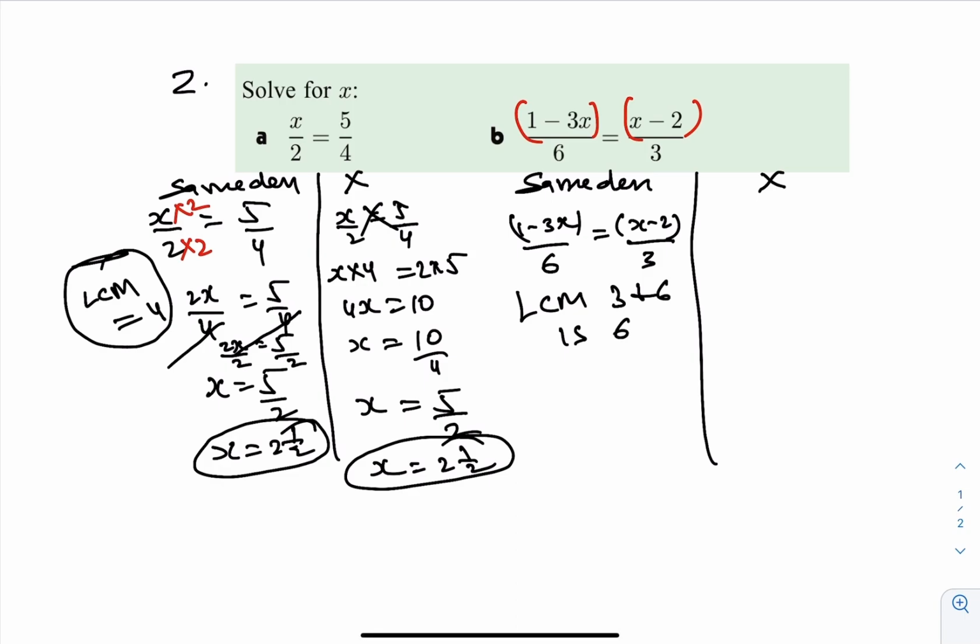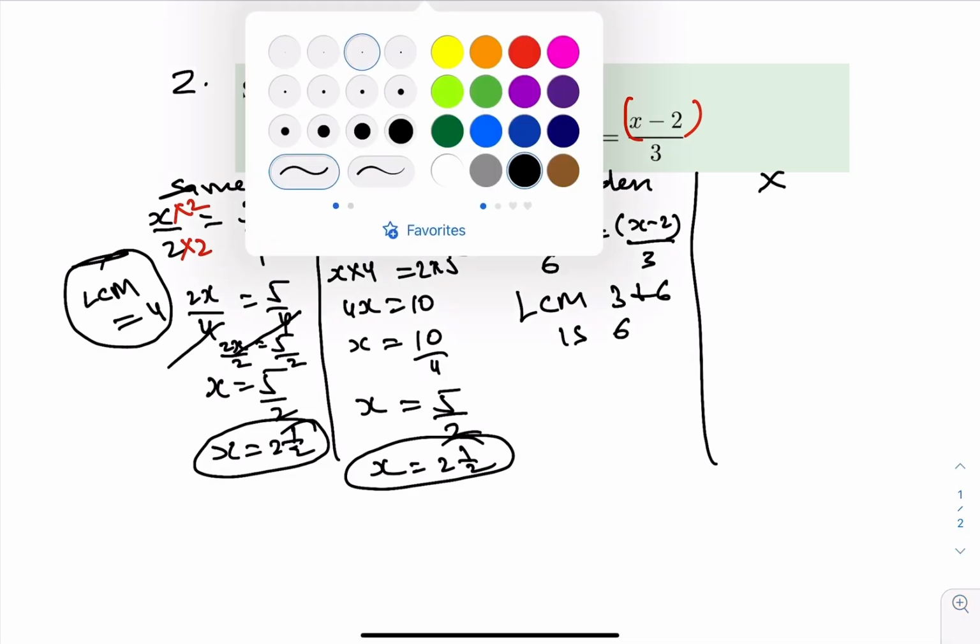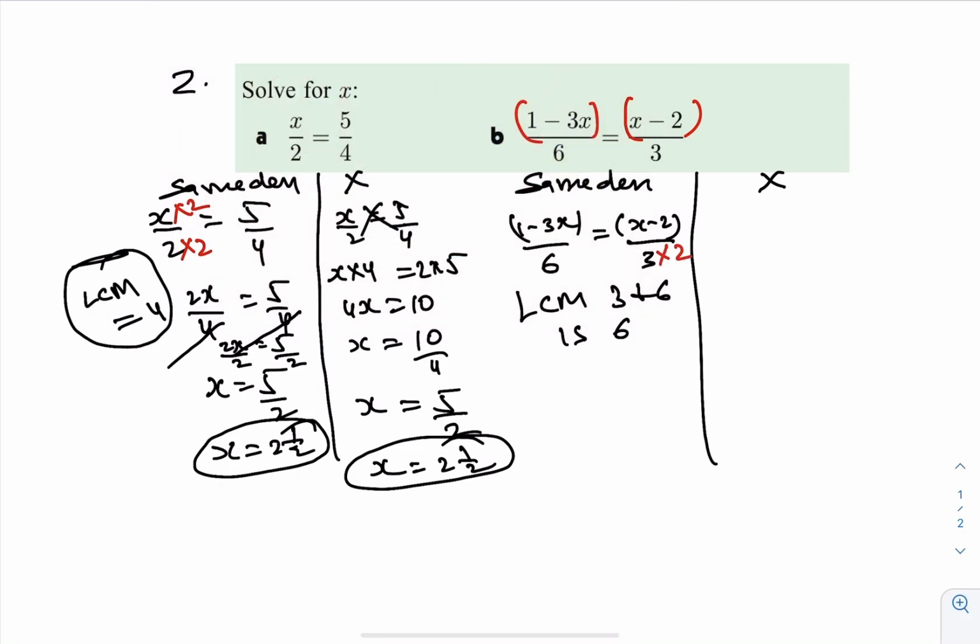So we are going to multiply 3 by 2 and (x minus 2) by 2. We don't need to do anything on the left hand side. Now open the bracket on the right hand side. So you get (1 minus 3x) divided by 6 is equal to (2x minus 4) divided by 6. This 6 and 6 will cancel out. So 1 minus 3x is equal to 2x minus 4.